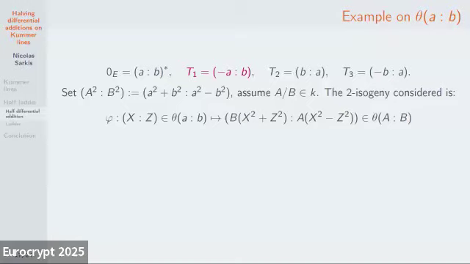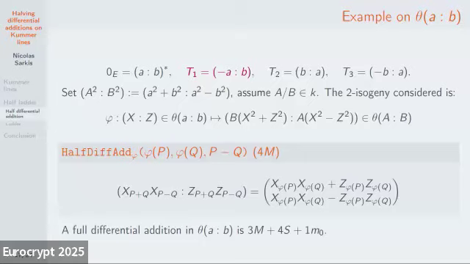I go a bit quick on this example, but if you take the previous theta model and you look at the isogeny with this kernel, it's given by this formula, given some assumptions. And the half differential addition formulas associated to this phi are simply this one. So you can compute P plus Q with only 4 multiplications, whereas the full differential addition was 3 multiplications, 4 squares, and 1 multiplication by a constant. So it's faster. It's way faster, but can we take advantage of this?